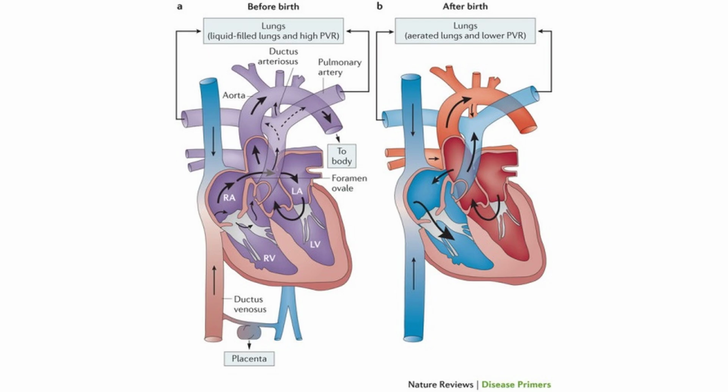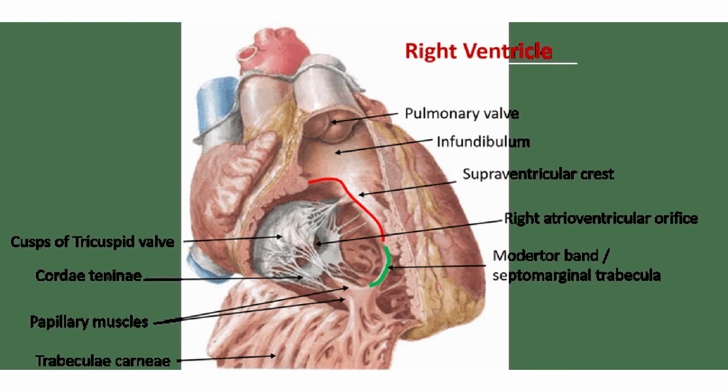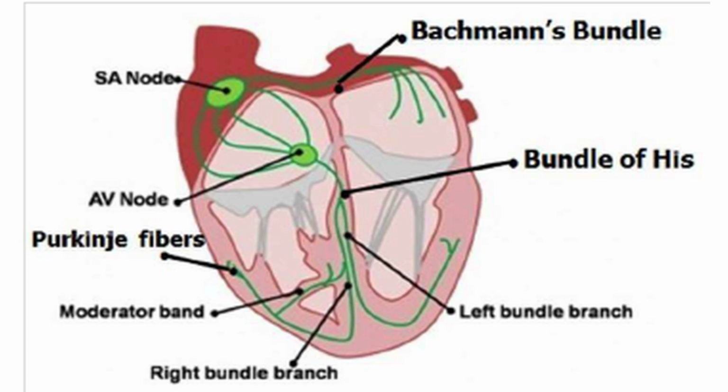Unidirectional blood flow is ensured by four valves. The atrioventricular valves are the tricuspid valve on the right and the mitral valve on the left. The semilunar valves are the pulmonary valve and the aortic valve.